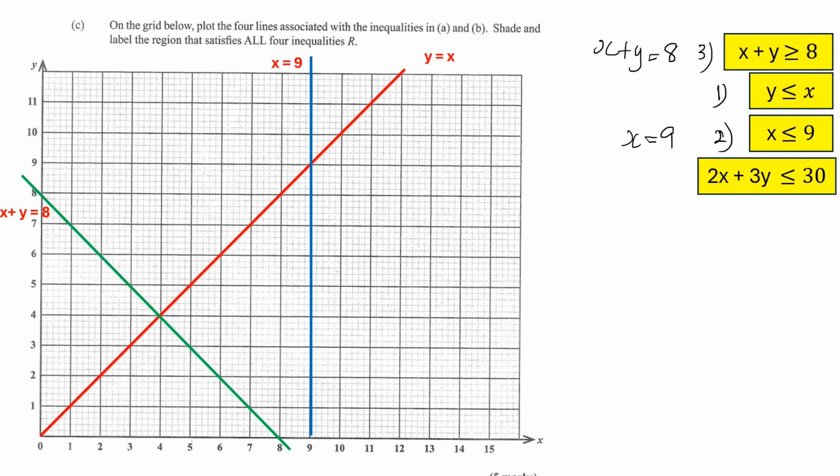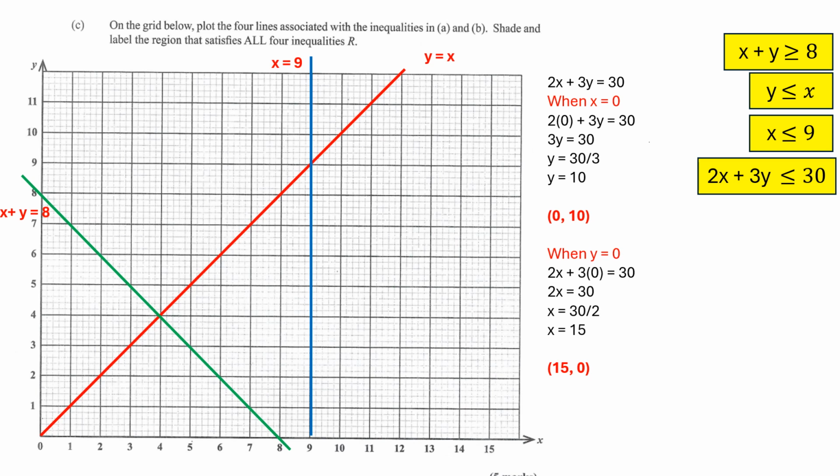Then the fourth inequality, this one here. Now we have to do some working, so let me just erase here. We're going to plug in some values. When x is 0, we substitute x equals 0 into 2x plus 3y equals 30. And when we do that, we get y equals 10. That's going to give us the coordinate 0, 10. So I'm going to plot that here, 0, 10.